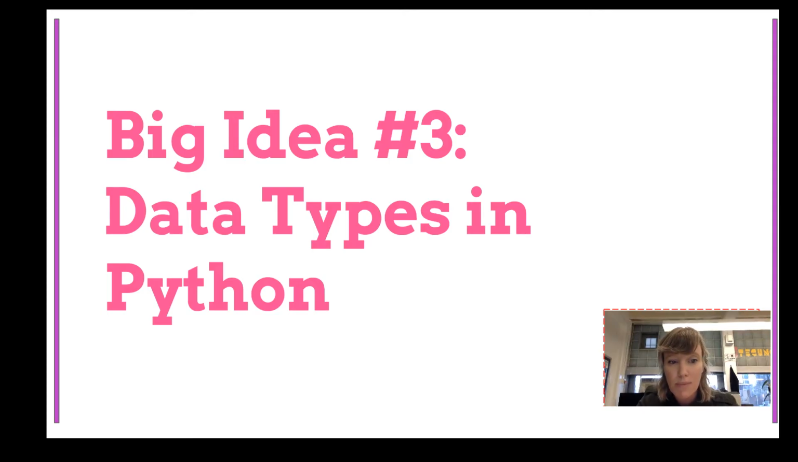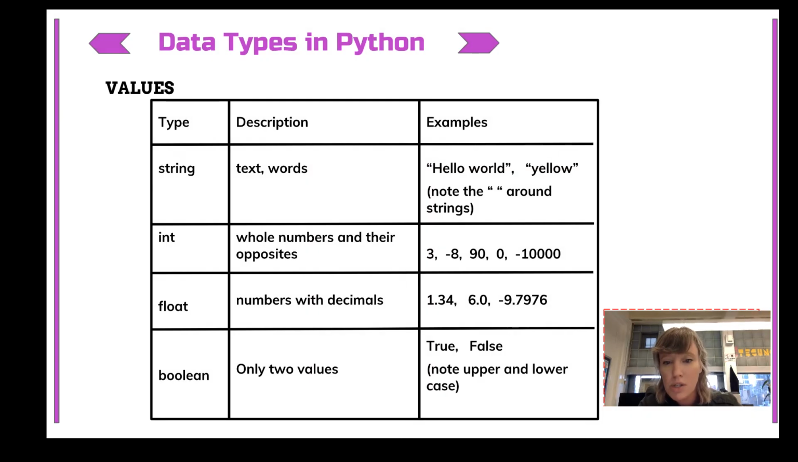Big idea number 3. There are different things that we can store in a variable. Today is all about variables and print functions, the two basic things you learn when you learn programming languages. So we're going to talk about the things that you are allowed to store in variables, a different type of data. Here's a chart. There are 4 different types of data that you can store in Python. The language recognizes 4 different types of data.